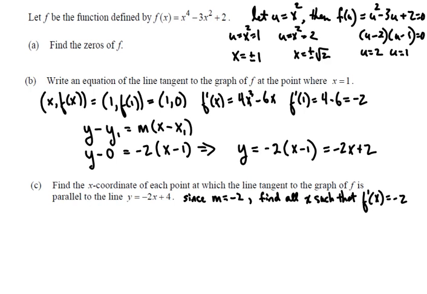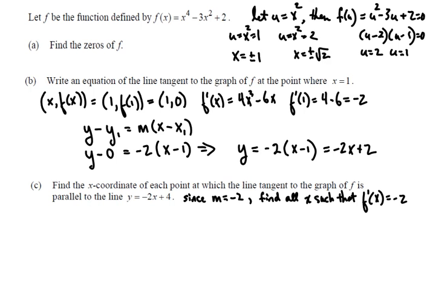The x-coordinate of each point at which the line tangent to the graph of f is parallel to this line. And lines will be parallel when they have the same slope. So we're looking for everywhere on the curve where the derivative is equal to negative 2. There, the tangent lines will all have a slope of negative 2 and will all be parallel to this line, y equals negative 2x plus 4.